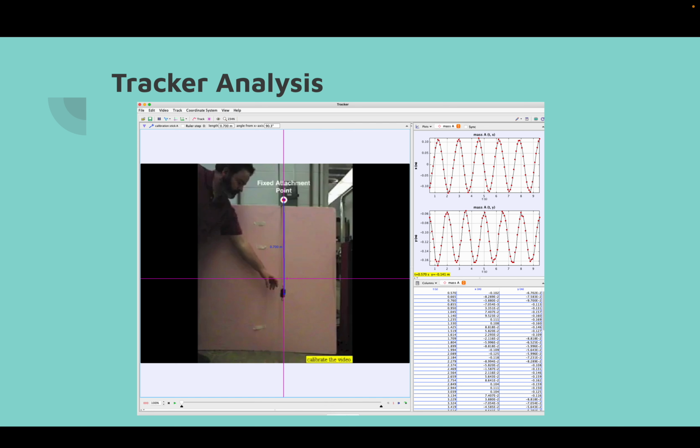Now let's look at the Tracker. For my Tracker, I used a calibration stick with a fixed attachment point in order to calibrate the video properly and get all my data points, which follows an oscillation pattern. As you can see here, it oscillates back and forth in my x and y direction.